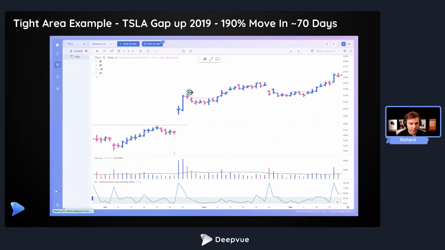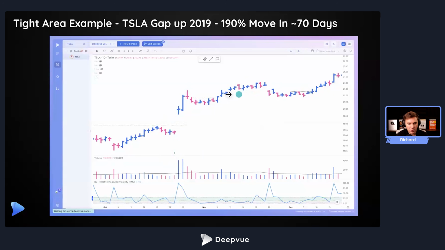Here's Tesla back in 2019. Again, this was a gap up from an overall big base, and we had a strong gap up, huge volume coming in. This is when they first turned a profit. It was a prize profit. And then what do we form after the gap up? We get a tight area that forms, suggesting accumulation. We move higher. Swing traders can sell to strength. We pull back some. We form another tight area, and then we do 190% in 70 days from the spot.